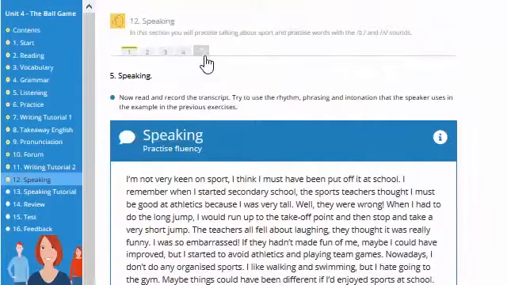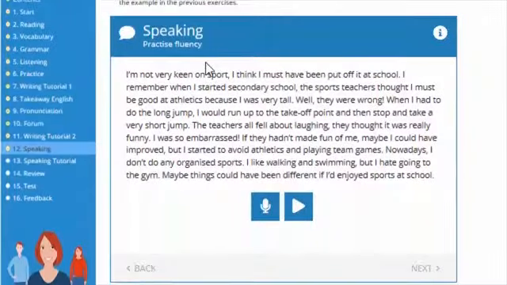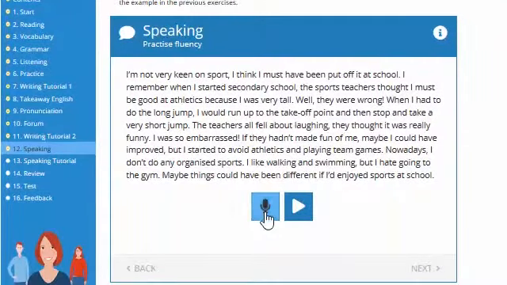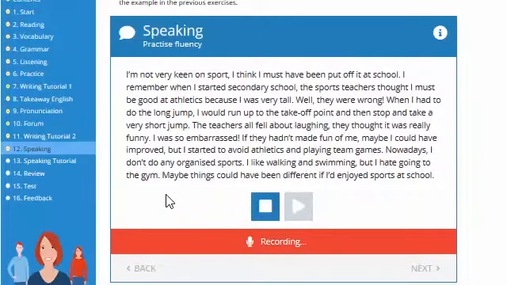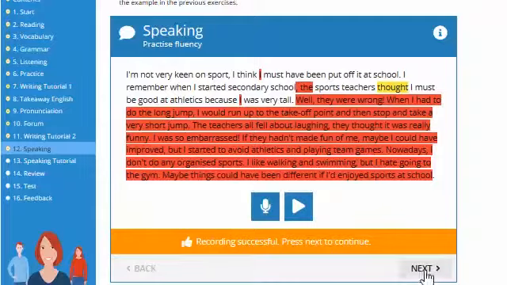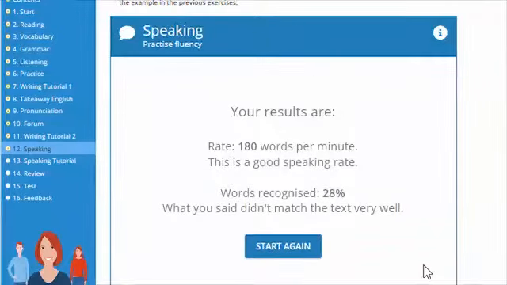In the final exercise, they are then asked to record themselves reading the transcript to practice fluency. As in the previous exercise we looked at in the pronunciation section, the tool analyzes the recording and provides the speaking rate and the percentage of words recognized.